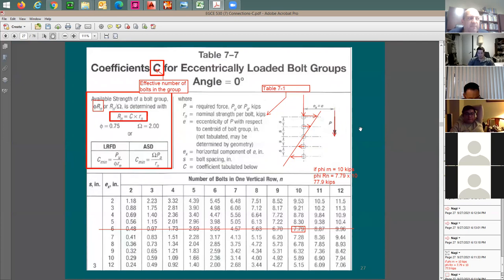Very useful tool, and certainly you are going to be using it very soon. Any questions?